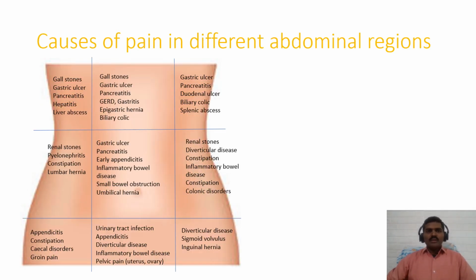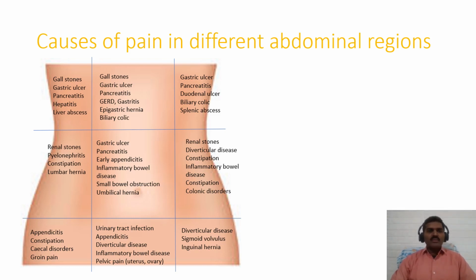So now we know the divisions. What are the causes of abdominal pain in each of those divisions? Let us have a brief look. In the right hypochondrium, the liver occupies the major portion, along with the gallbladder.